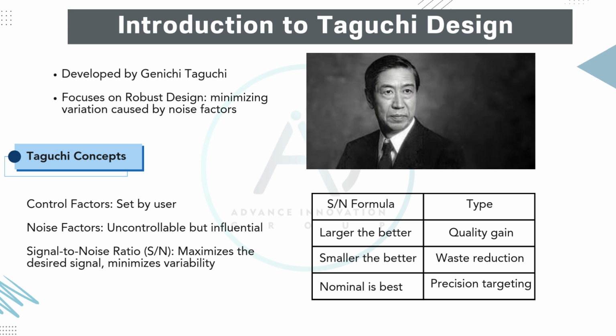Larger the better. Suitable when we want to maximize output. Think of product strength or battery life. Smaller the better. Ideal when we aim to reduce undesirable outputs, such as defects or emissions. Nominal is best. Used when precision around a target value is critical, like in dimensional accuracy. This foundation helps us make designs more robust and processes more reliable even in the presence of uncontrollable factors.